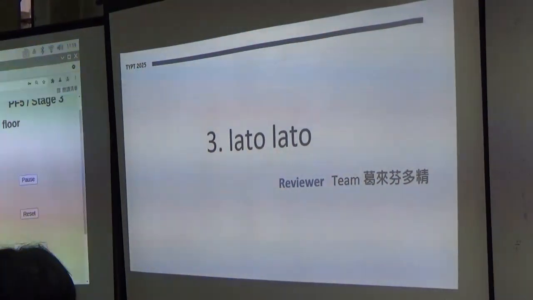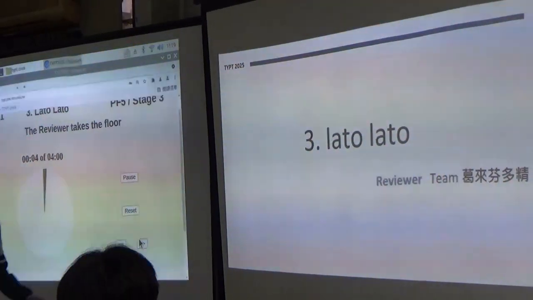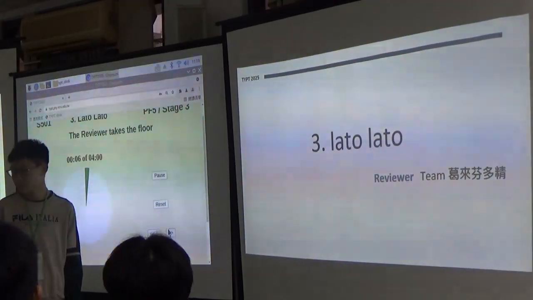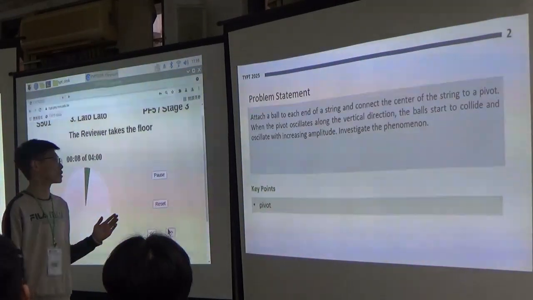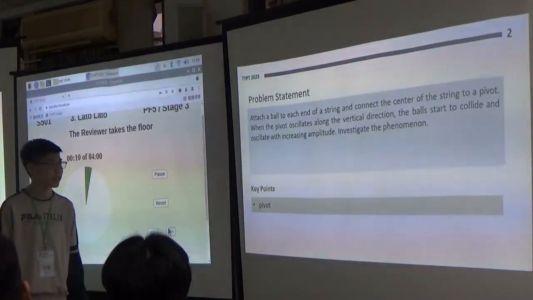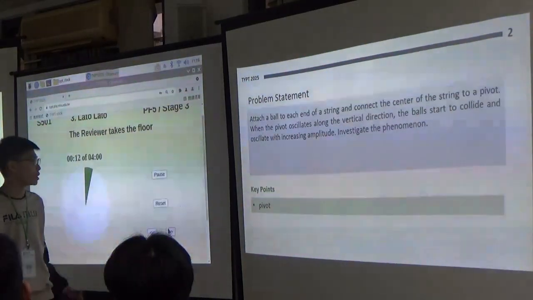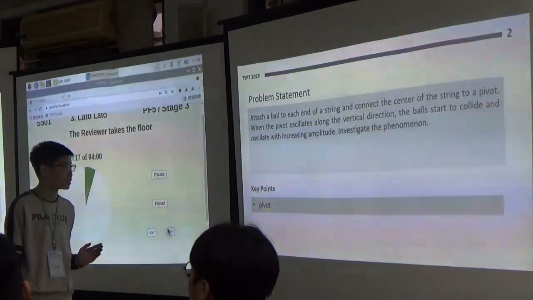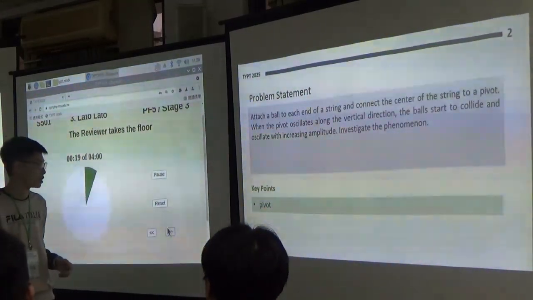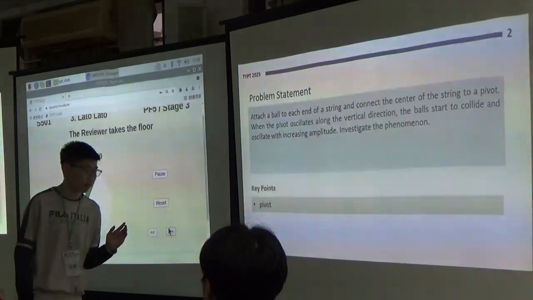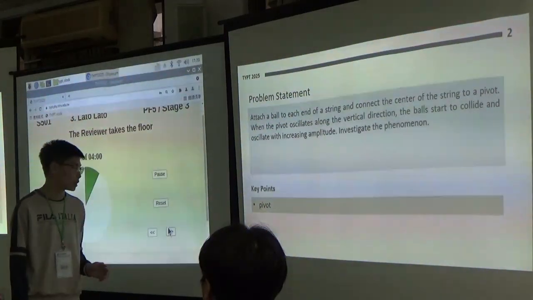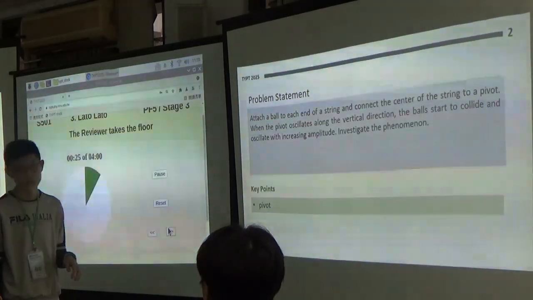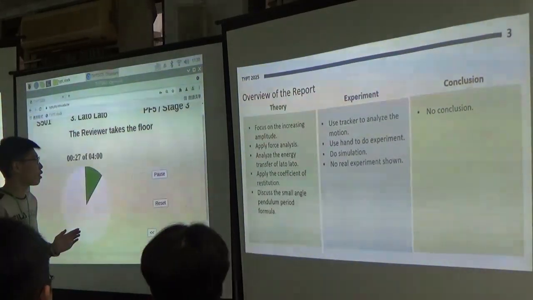I'm a reviewer from Team Galactic and I'm going to talk about the problem Lato-lato. Here's the problem statement: attach a ball to each end of a string and connect the center of the string to a pivot. When the pivot oscillates along a vertical direction, the balls start to collide and oscillate with increasing amplitude. Investigate the phenomenon. We feel the key points of this experiment are the pivot and the frequency of the ball.